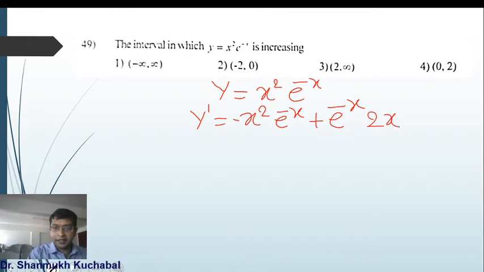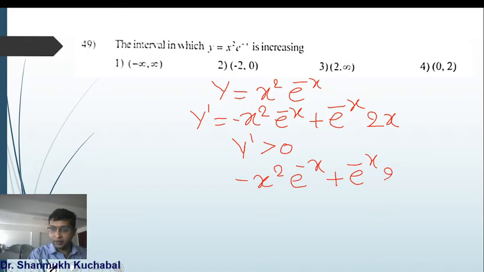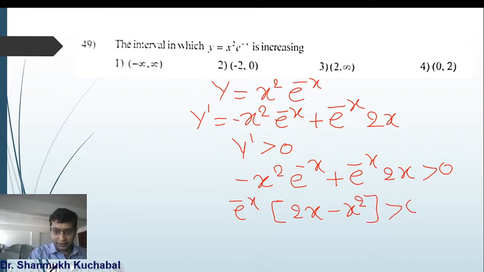It is increasing, so we take it greater than 0. So minus x square e raised to minus x plus e raised to minus x times 2x is greater than 0. Then we take e raised to minus x as common, so inside the bracket we get 2x minus x square, which is greater than 0.